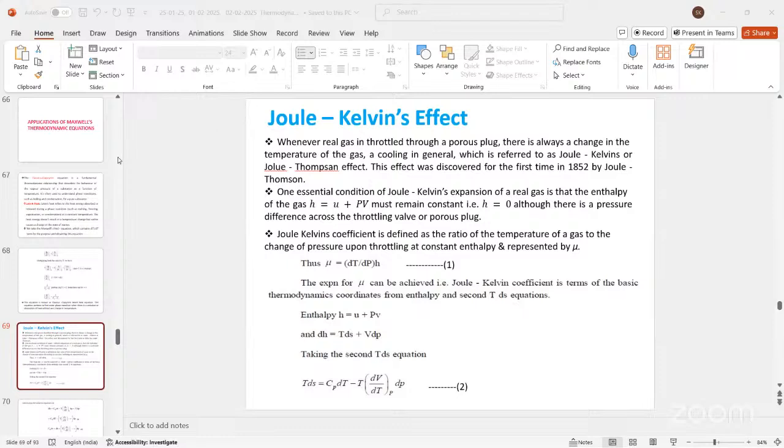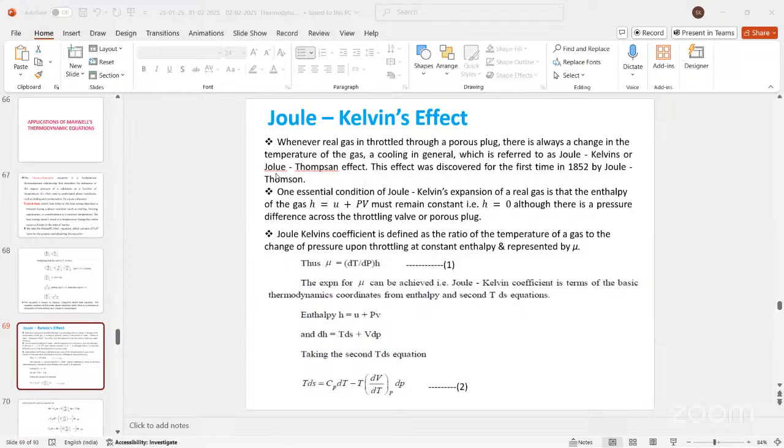Coming to the point here, the Joule Kelvin effect. What is the Joule Kelvin effect? It means whenever a real gas is throttled through a porous plug, there is always a change in temperature of the gas, a cooling in general, which is referred to as the Joule Kelvin or Joule Thomson effect. In the fifth semester we also have the Joule Thomson effect, where we will calculate the e by m value.